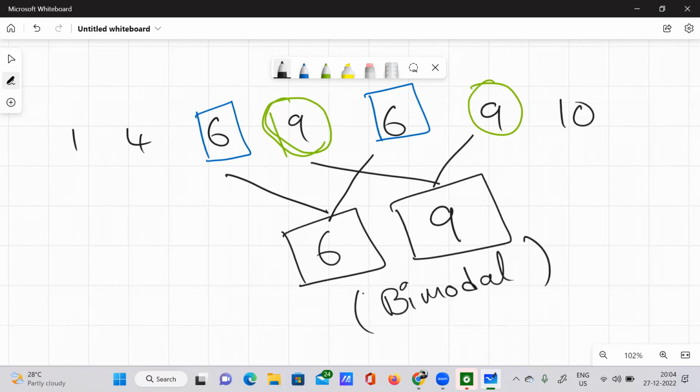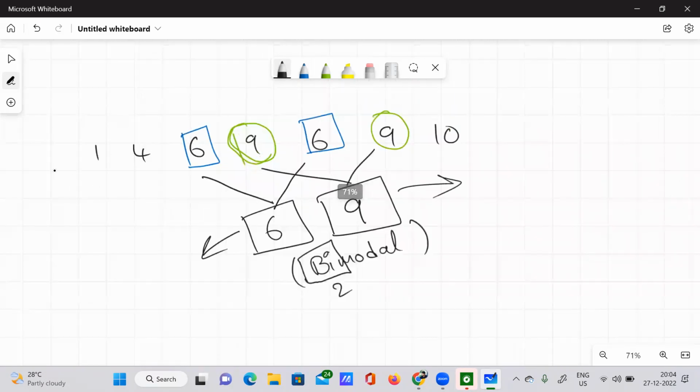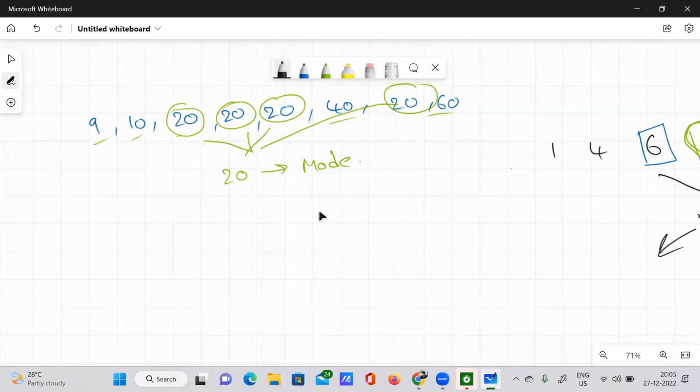Bimodal means bi, in the sense of two, where in this example you can find two modes. This is one mode, this is another mode. So this is a bimodal example. Earlier I explained, see, this is a unimode.